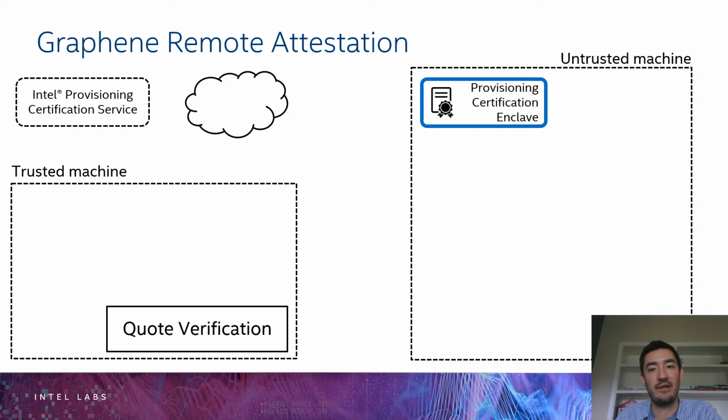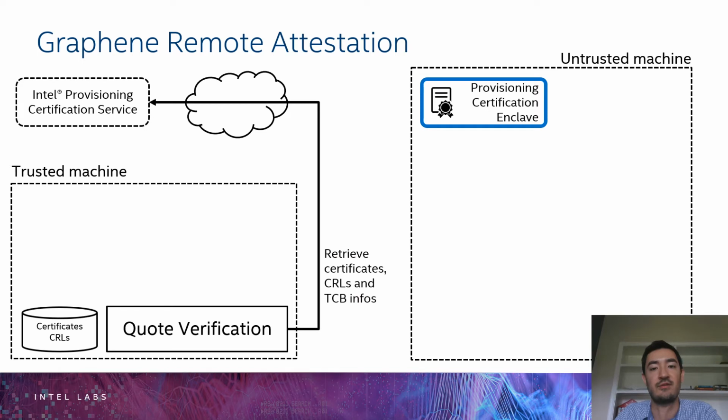Now the user wants to run an enclavized application with a security-sensitive workload. The user possesses a trusted machine, not needed to be SGX enabled, and the first thing the user must do before outsourcing her secure workload is to contact the Intel Provisioning Certification Service to retrieve the required certificates, certificate revocation lists, and other SGX identifying information. This information can be cached in a local database, so that the user doesn't have to establish an internet connection to the provisioning certification service every time she runs a workload on a remote, untrusted machine. The user also installs the quote verification software that runs all the required checks during remote attestation.